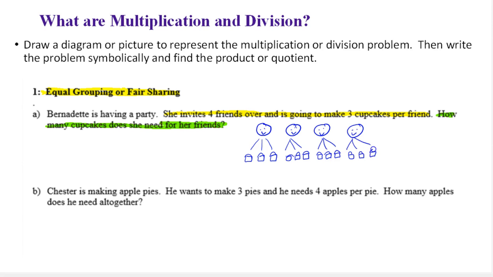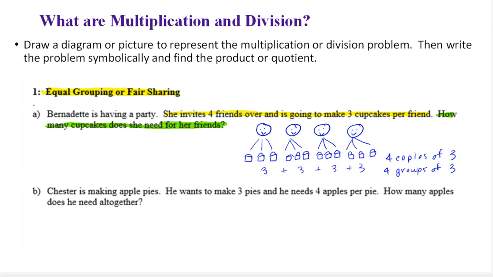So a good practice is to always try to make yourself Bernadette. Think about what's happening and try to visualize this process. Now we want to know how many cupcakes she needs for her friends. We could count these out and we'd see that there are 12. We could also see that we have 3 plus 3 plus 3 plus 3, or we might say 4 copies of 3, or sometimes we say 4 groups of 3. And this indicates multiplication.